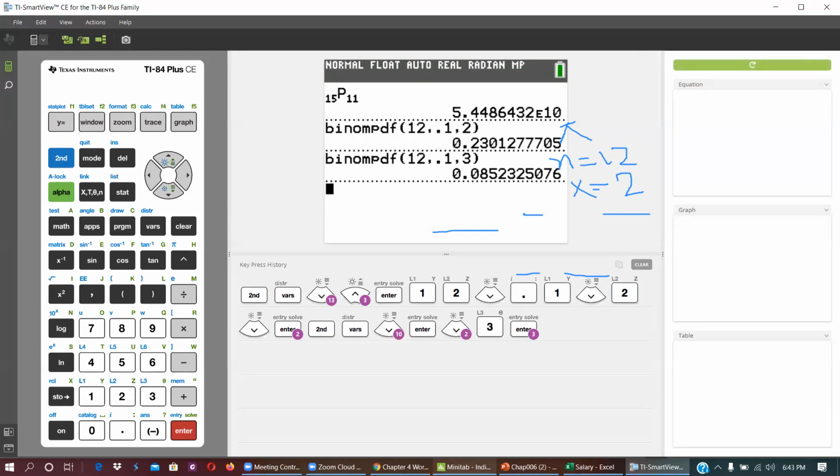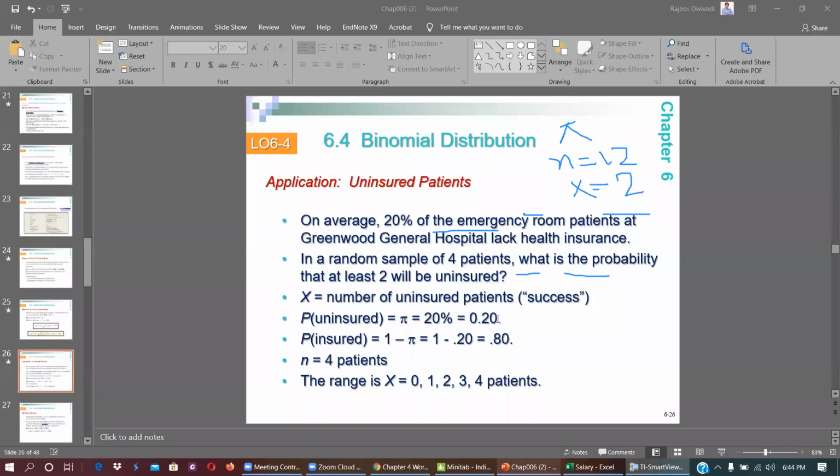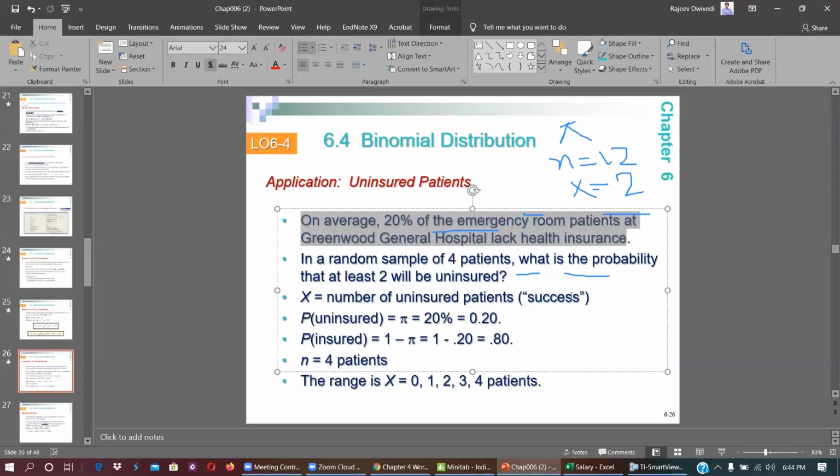Now let me go back to my slide. So let's do this example. On average, 20% of the emergency room patients at Greenwood Hospital lack health insurance. So whoever comes into the hospital, they have the data, and based on that they identified that 20% of patients do not have insurance, and 80% of patients have insurance. So this is a binomial distribution. Clearly you can understand this problem.